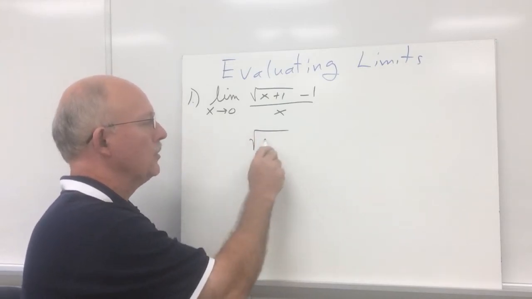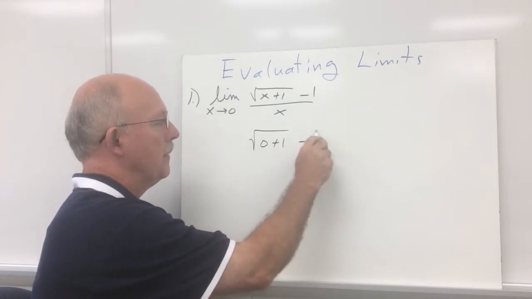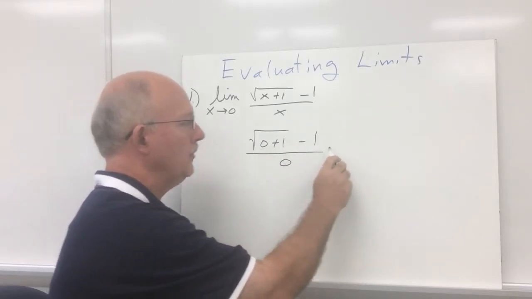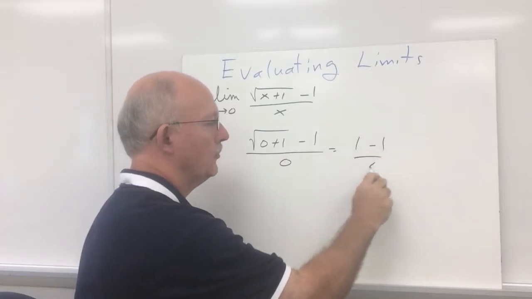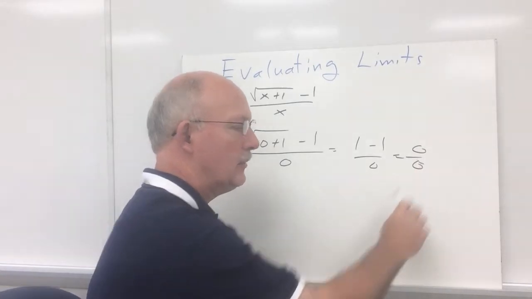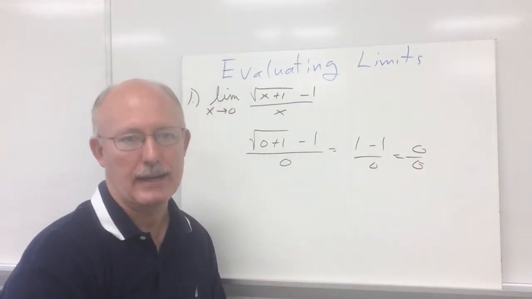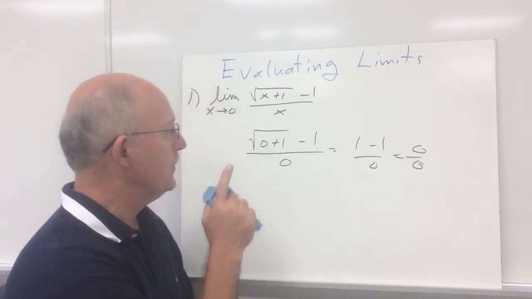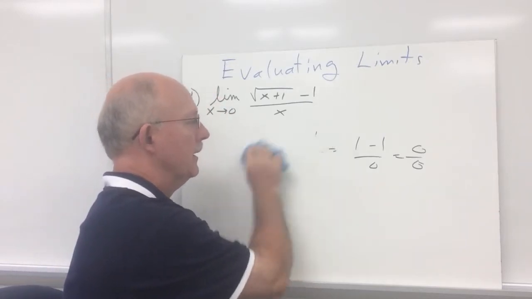So we end up with the square root of 0 plus 1 minus 1 in our numerator over 0. Now 0 plus 1 is 1. We end up with 1 minus 1 over 0, which is 0 over 0. Now remember, anytime we have 0 over 0, that indicates a hole in our graph. Holes we can remove. So let's take a look at removing the hole from this type of function.